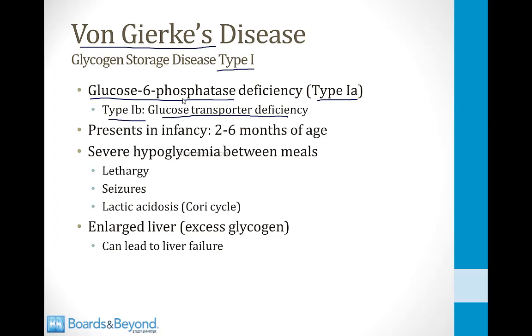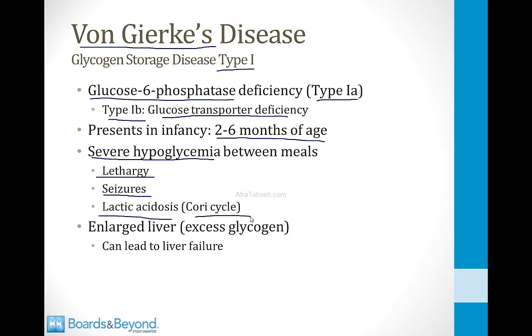This generally presents in infancy at about 2 to 6 months of age, and because you lack this enzyme, the liver cannot release glucose into the bloodstream in times of fasting. So these children develop severe hypoglycemia between meals. Between meals, they will get lethargic, they can have hypoglycemic seizures, and they can also develop lactic acidosis from the Cori cycle.